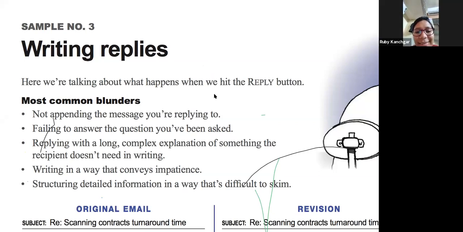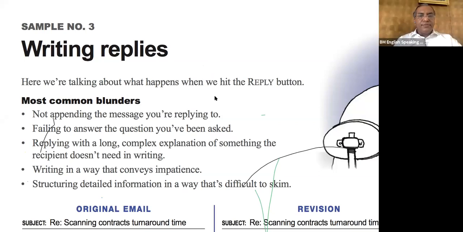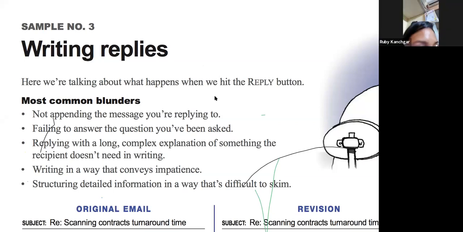Can you hear me, sir? A little bit louder, please. If you can hold the mic a little nearer to you, Ruby. Yes, yes. Can you hear me now? Yeah. Okay. So sample number 3.